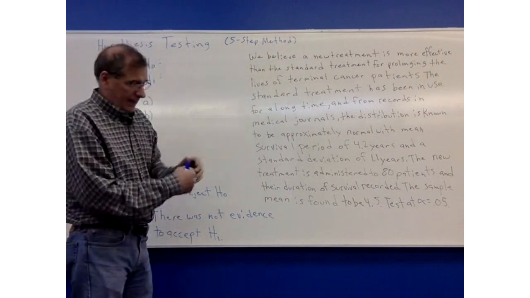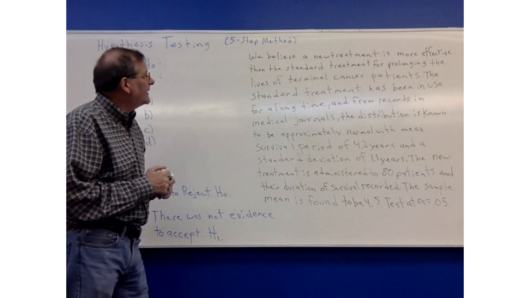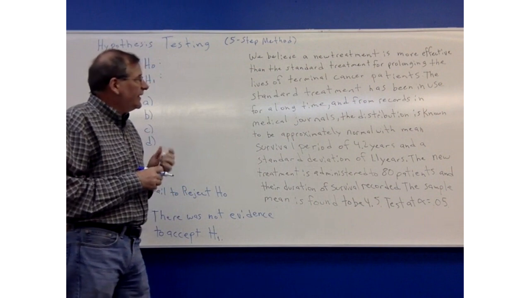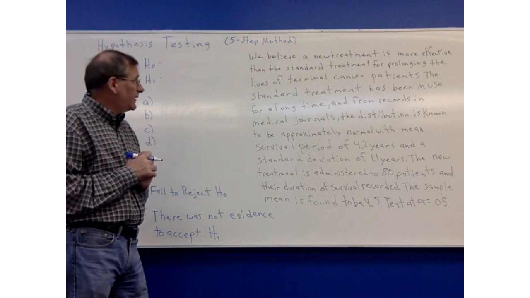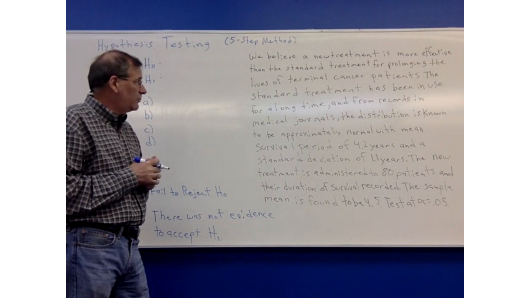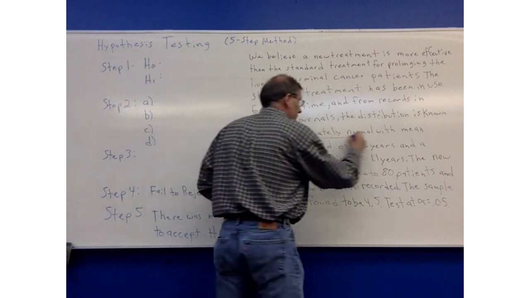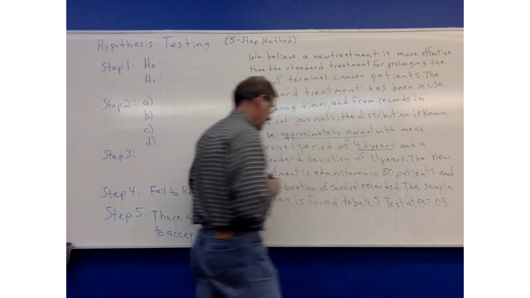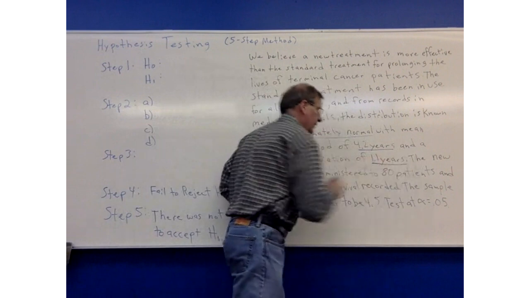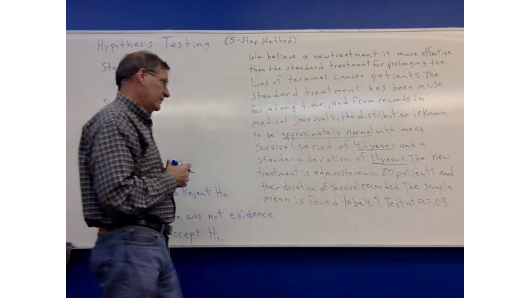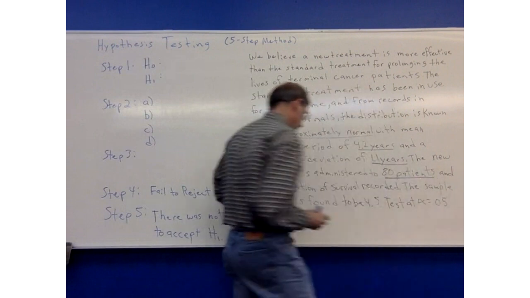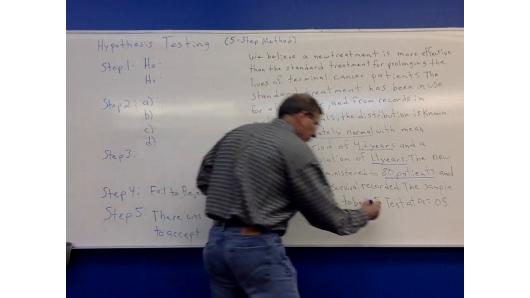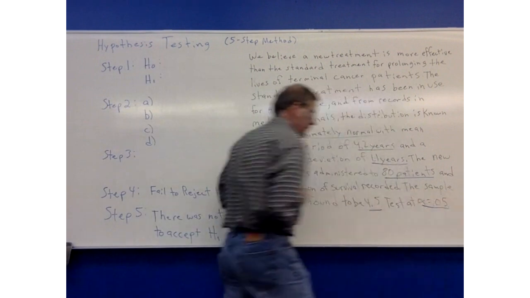Okay, we believe a new treatment is more effective than the standard treatment for prolonging the lives of terminal cancer patients. The standard treatment has been in use for a long time, and from records in medical journals, the distribution is known to be approximately normal. That's something we need to know. With a mean survival period of 4.2 years and a standard deviation of 1.1 years. The new treatment is administered to 80 patients and their duration of survival recorded. The sample mean was found to be 4.5, tested at alpha 0.05.